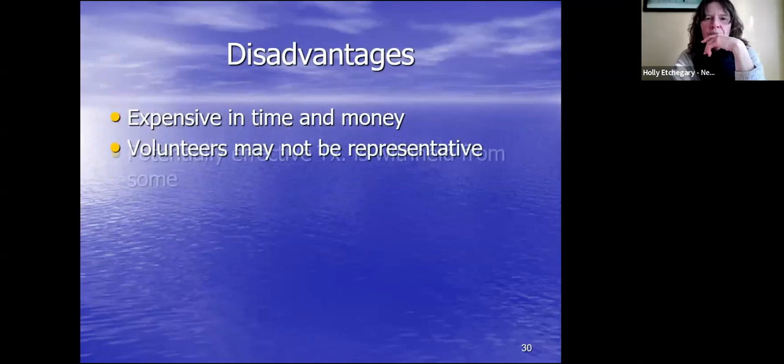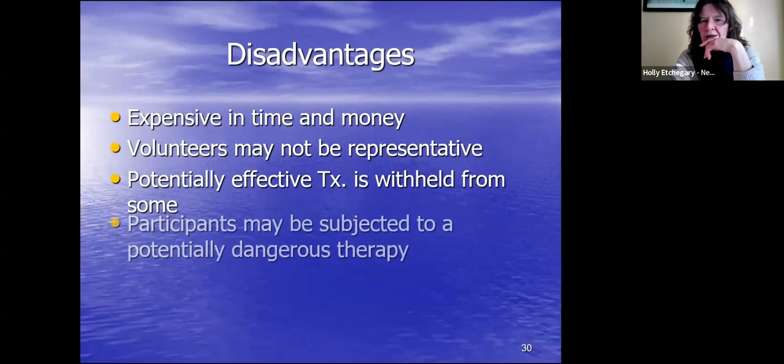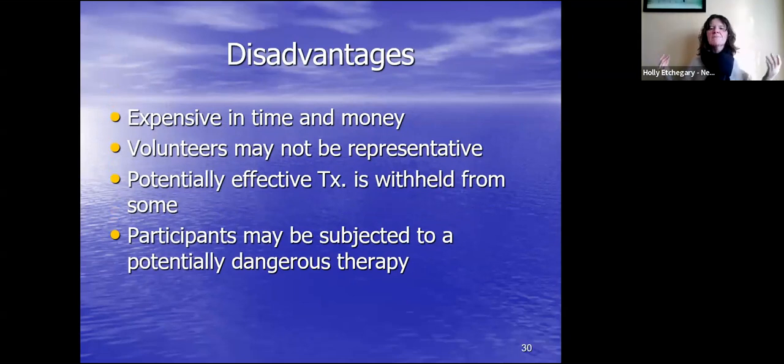Disadvantages, really super expensive, super expensive. Some trials cost millions of dollars, so quite expensive in time and money. The people who volunteer for the trial may not be representative, and often aren't, of the population at large. And as we said earlier, right, you can have a potentially effective treatment that is withheld from some patients, and some participants could be subjected to something dangerous.